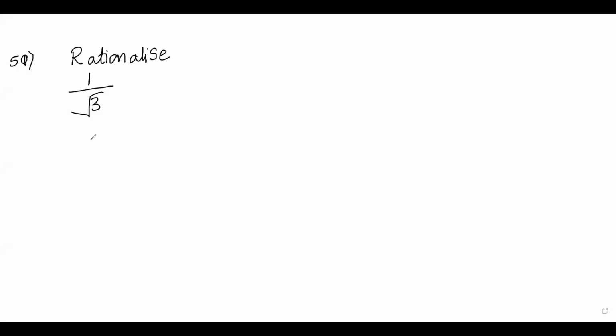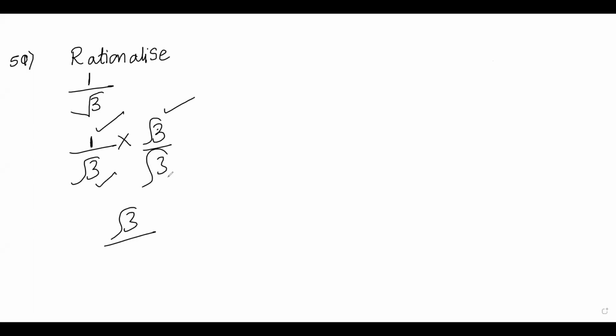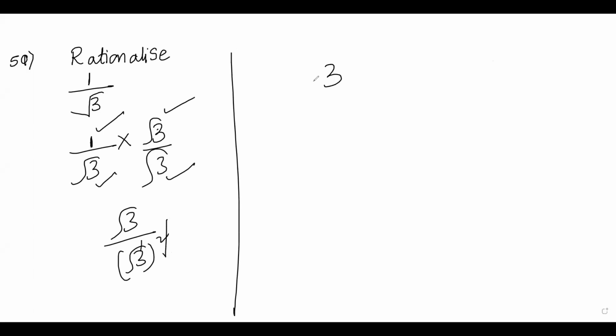Rationalizing. So here we have only one term, root 3. So the rationalizing factor will be root 3 only. Numerator into numerator, 1 into root 3 is root 3. Denominator into denominator, root 3 into root 3 is root 3 whole square. Square and root cancel. Root 3 by 3 is the final answer.